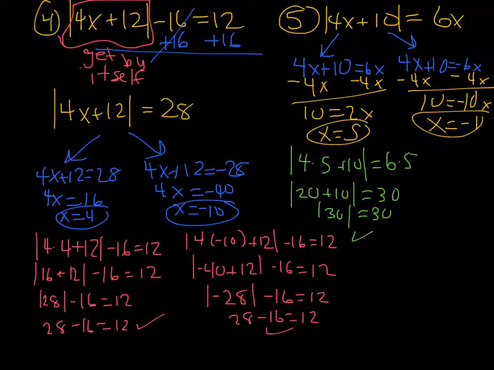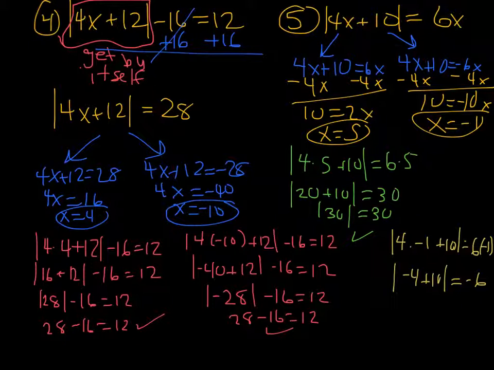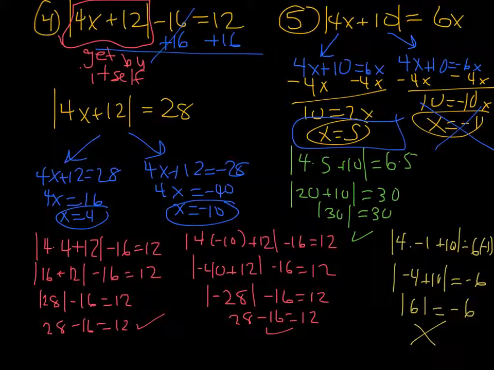For the second one, you're going to check it the same way, but using negative 1 now. I have the absolute value of 4 times negative 1 plus 10 equals 6 times negative 1. That gives me negative 4 plus 10, absolute value of that equals negative 6. You might see something strange already. You can't have an absolute value equal to a negative, but we'll try it. This gives me the absolute value of 6 is negative 6. This is not true. So we say that x equals negative 1 is an extraneous solution. So my only answer for this one is x equals 5.